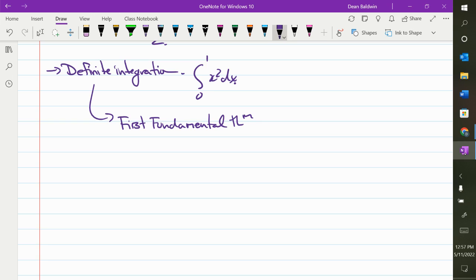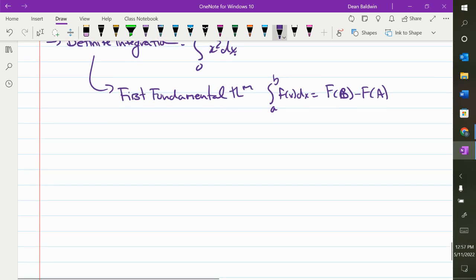The first fundamental theorem says the integral from a to b of f of x dx is equal to capital F of b minus capital F of a. That's the first fundamental theorem. The second fundamental theorem, although I've heard them call it reversed in what they call first and second, doesn't really matter.